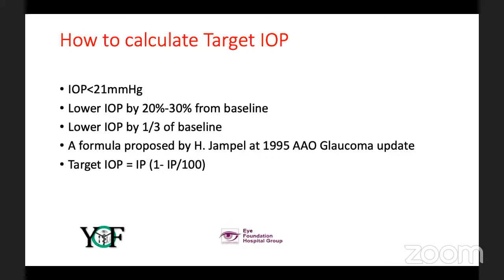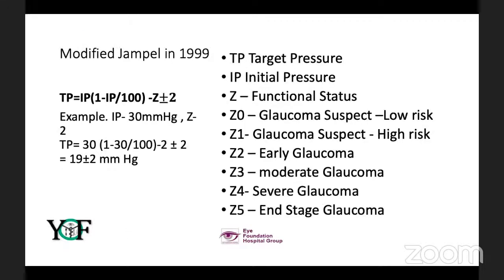The formula proposed by John Pell in the 1995 AAO is: target pressure equals initial pressure times (1 minus initial pressure over 100). And this equation was modified in 1999, taking into consideration the functional status of the optic nerve. The equation is: target pressure equals initial pressure, which is the IOP, times (1 minus initial pressure over 100) minus Z, where Z is the functional status.